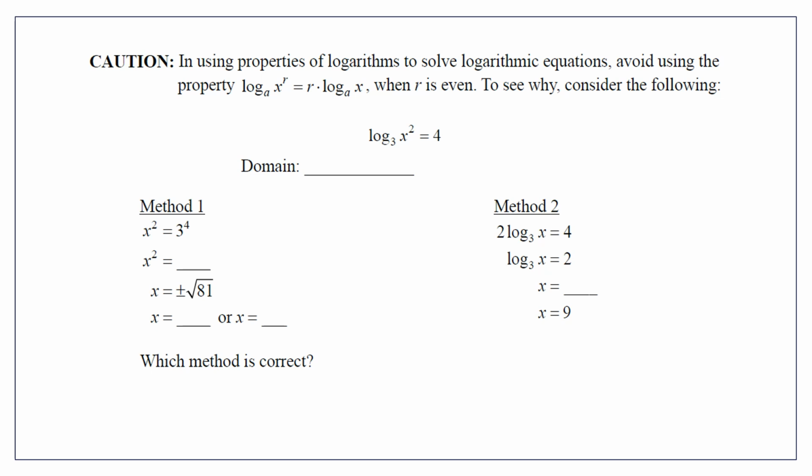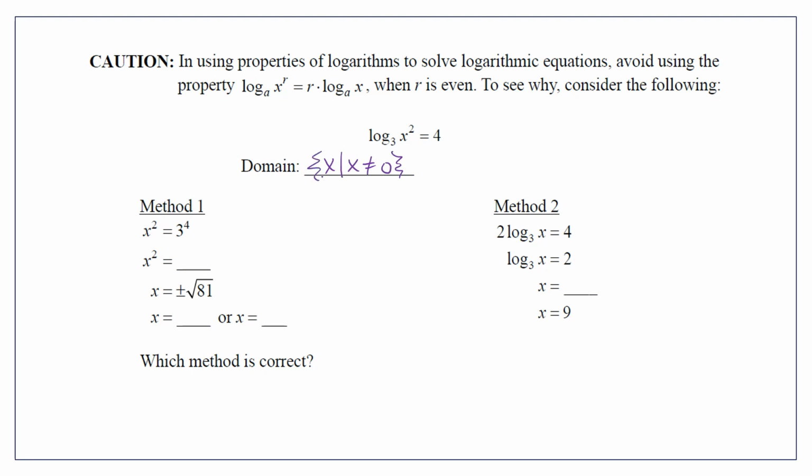Caution: in using properties of logarithms to solve logarithmic equations, we want to avoid using the property log base a of x to the r equals r times log base a of x, where r is even. To see why, consider the following. If we have log base 3 of x squared equals 4, the domain is going to be all real numbers except for when x equals 0.